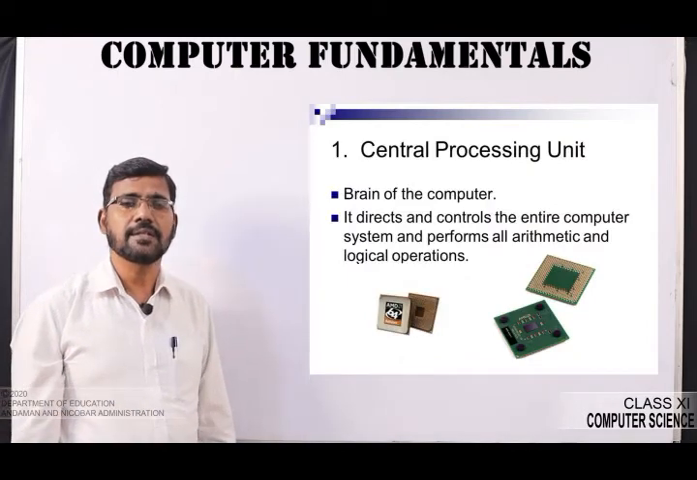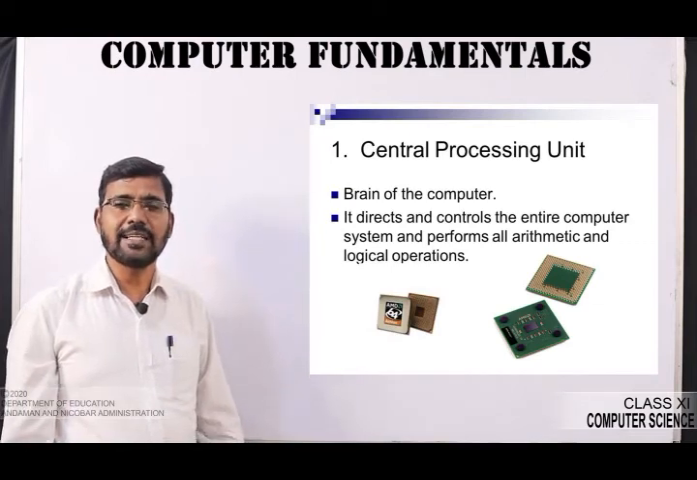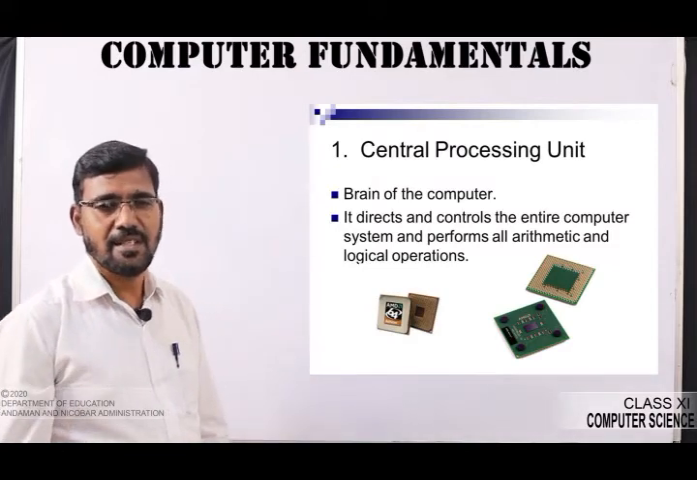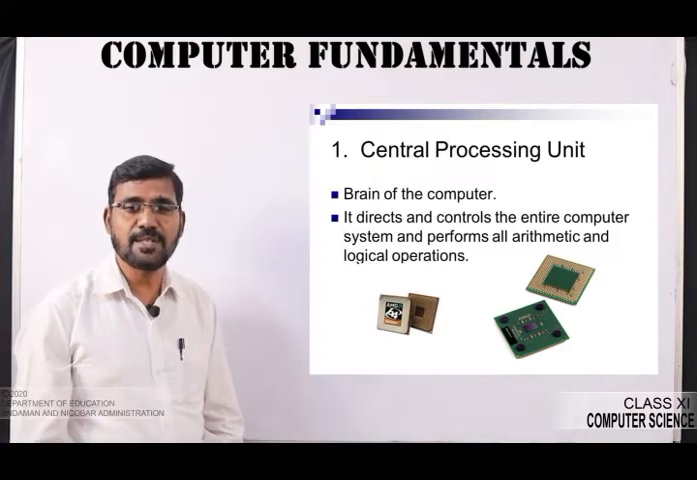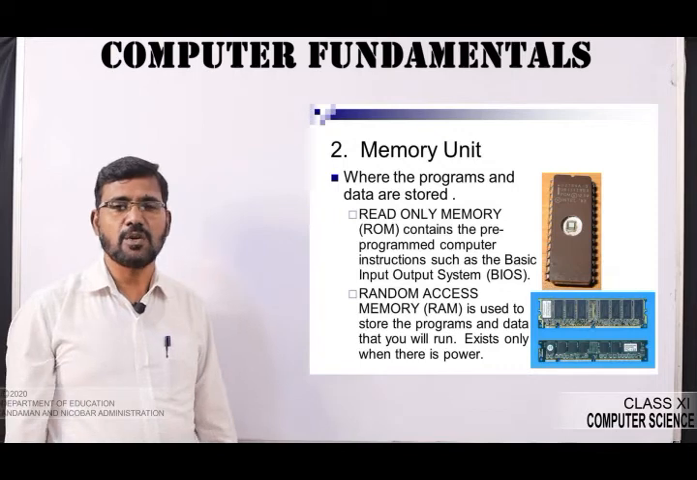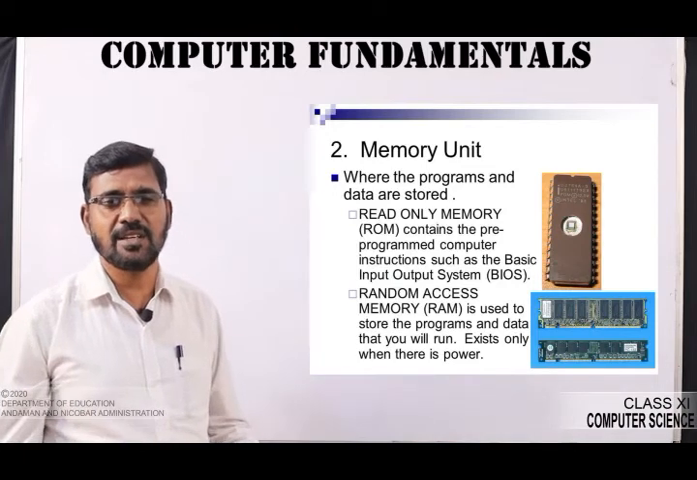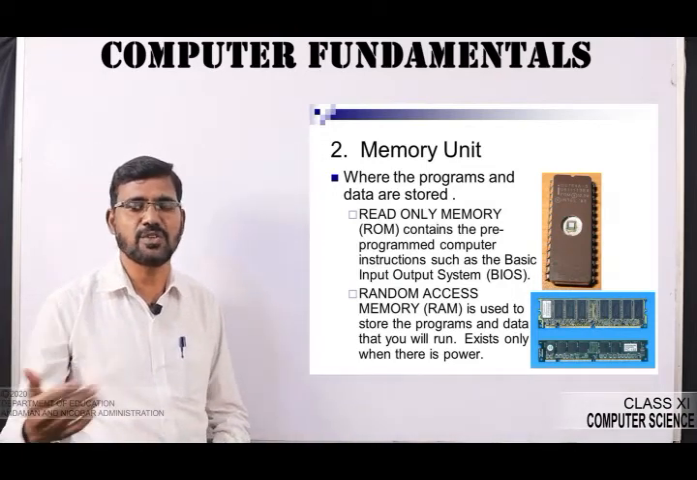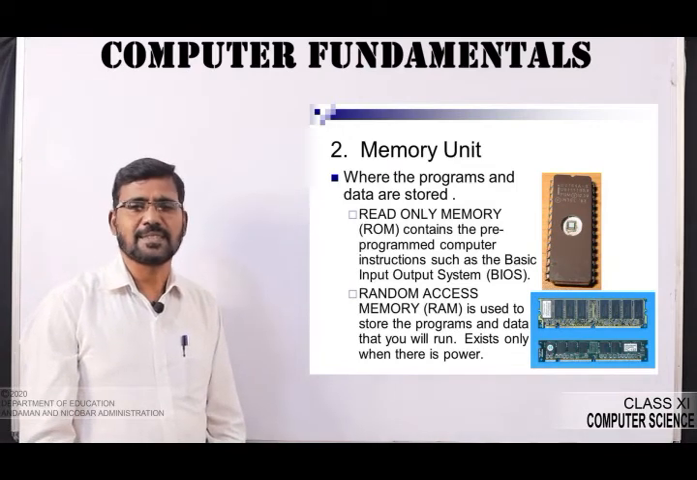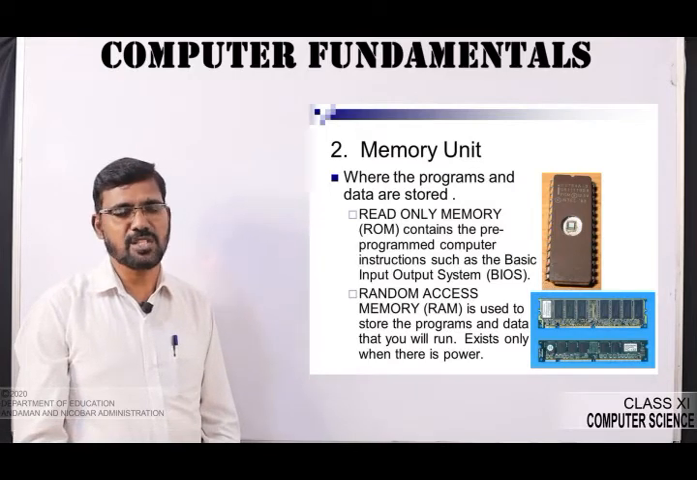The central processing unit is called the brain of the computer. It directs and controls the entire computer system and performs all arithmetic and logical operations. So, the central processing unit does the major work. Now the memory unit: how does it function? It is where programs and data are stored. Whatever data we process, we can store afterwards. There are ROM and RAM. ROM is read only memory, RAM is random access memory.